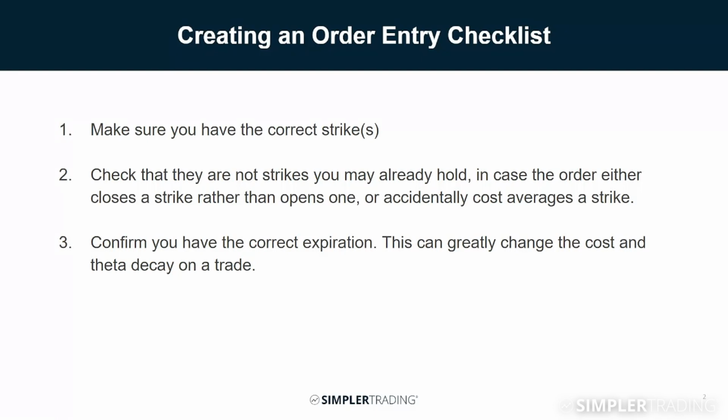Once you do those two things, the next step for me is to confirm that you have the correct expiration. This too can also greatly change the cost and also the theta decay on a trade, right? Let's say you meant to go with a long call, but you're going with this month's expiration. Well, this month's expiration only has until the end of this week until it expires, right? So you have about 4 trading days from today.